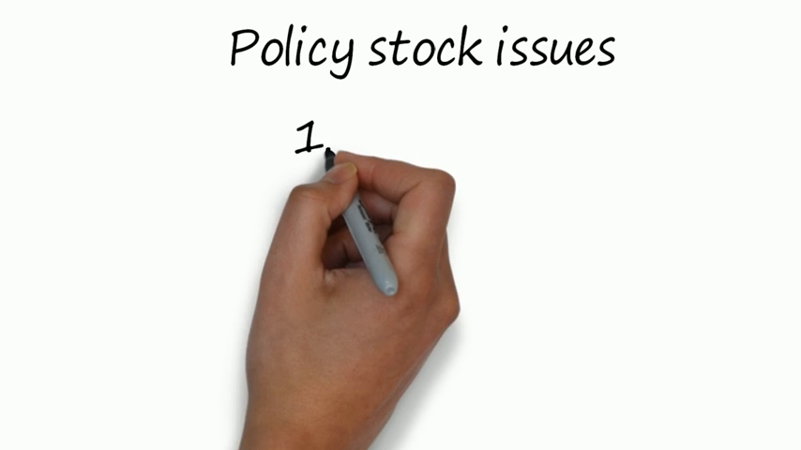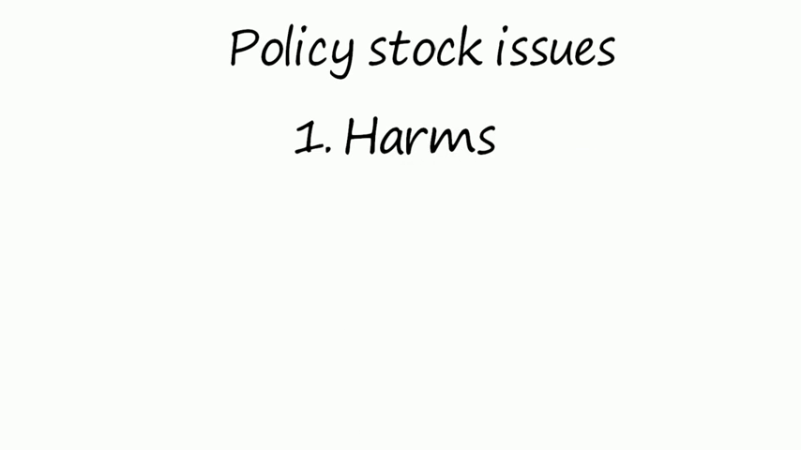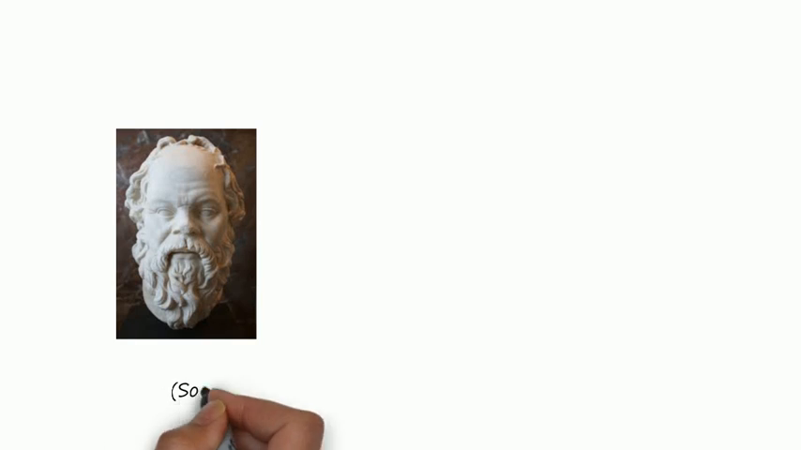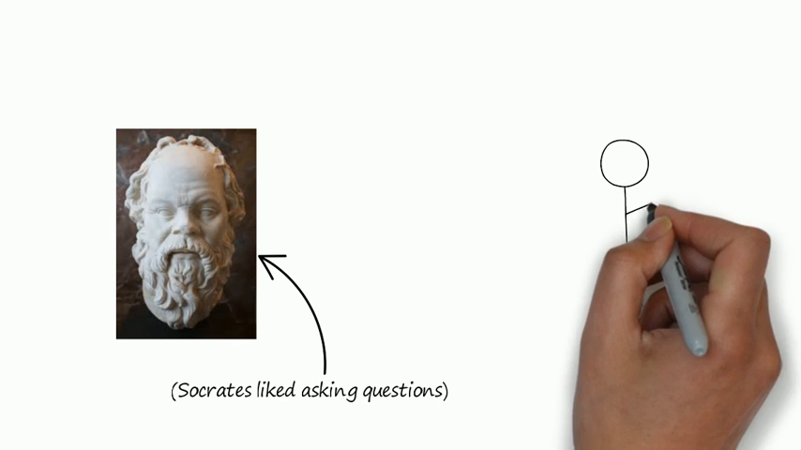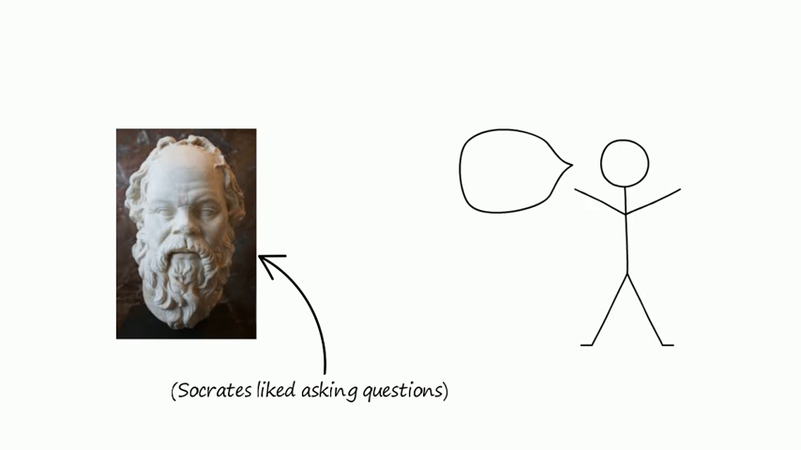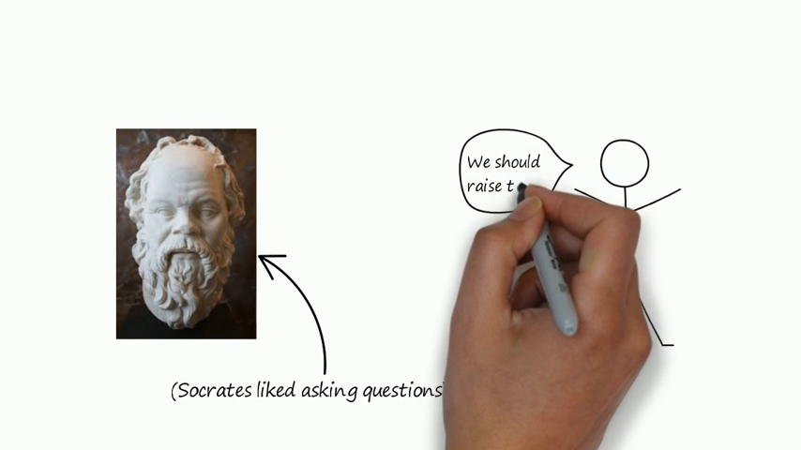For policy cases, there are three stock issues that are unique to this type of argumentation. Debaters generally recognize that the first stock issue is called harms. What are harms when we talk about stock issues? Okay, imagine again that you are in that ancient academy in Athens, where a type of question and answer approach dominates learning. This is like the Socratic method of learning.